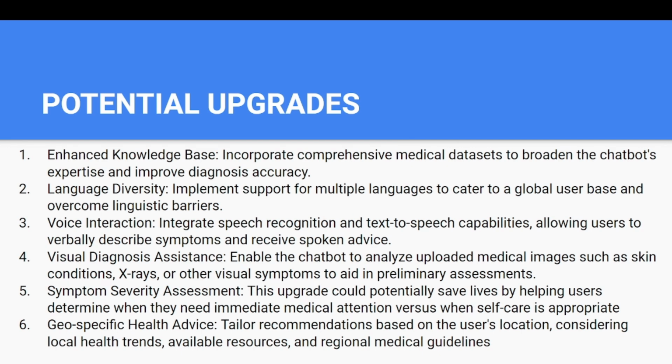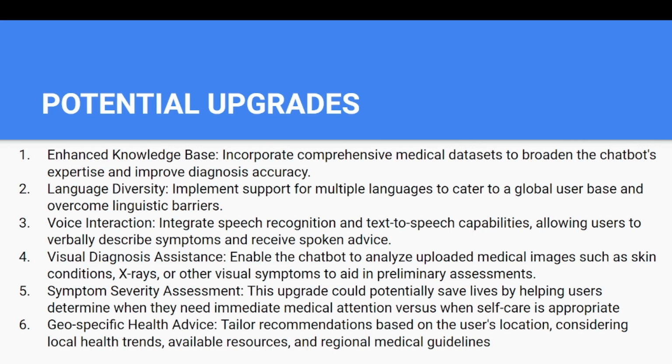Visual diagnosis assistance. So we can enable the chatbot to analyze uploaded medical images such as skin conditions, x-rays, or other visual symptoms to aid in preliminary assessment. So this will help the chatbot analyze the condition in a better manner and give accurate results.